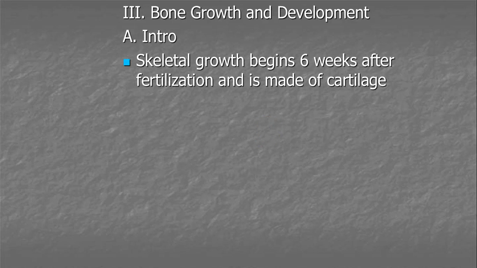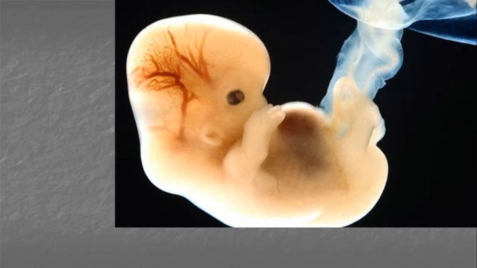So bone growth and development as a whole: upon fertilization, 6 weeks later is when the skeletal system actually starts to form and bone growth occurs. But it starts off as cartilage as a whole. If you were to look at a human being 6 weeks after fertilization, it would look like this. It has the shape of a human being or an alien, however you want to look at it, but what you can't see are in fact bones anywhere within this thing, with the exception of a little bit of ribs and a little bit of sternum forming. You can see the shape of the skull, but there are no definitive bones.